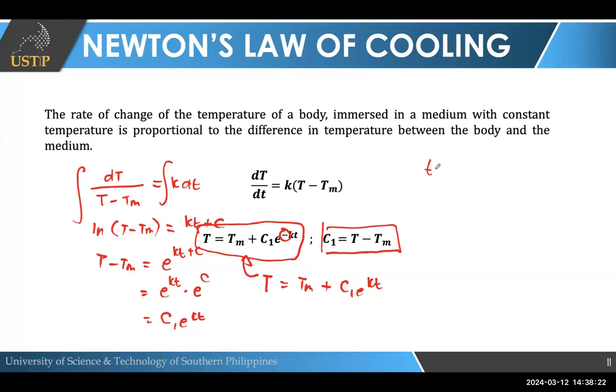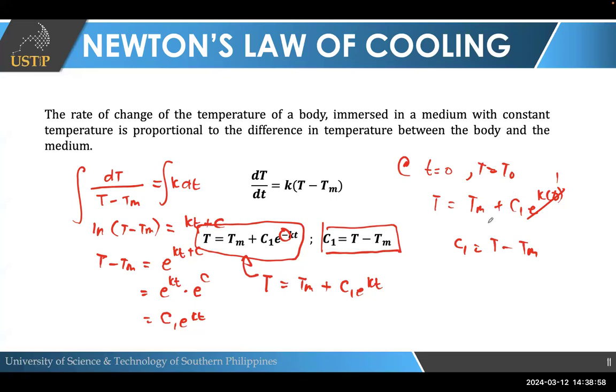We can solve that when t is equal to 0. Okay? So when t is equal to 0, your T is equal to T sub m plus C1 e to the k times 0. So that disappears. Okay, so C1 is just the difference between the temperature of the body and the temperature of the medium. Initial, class, initial. T is equal to T sub 0. To be specific.